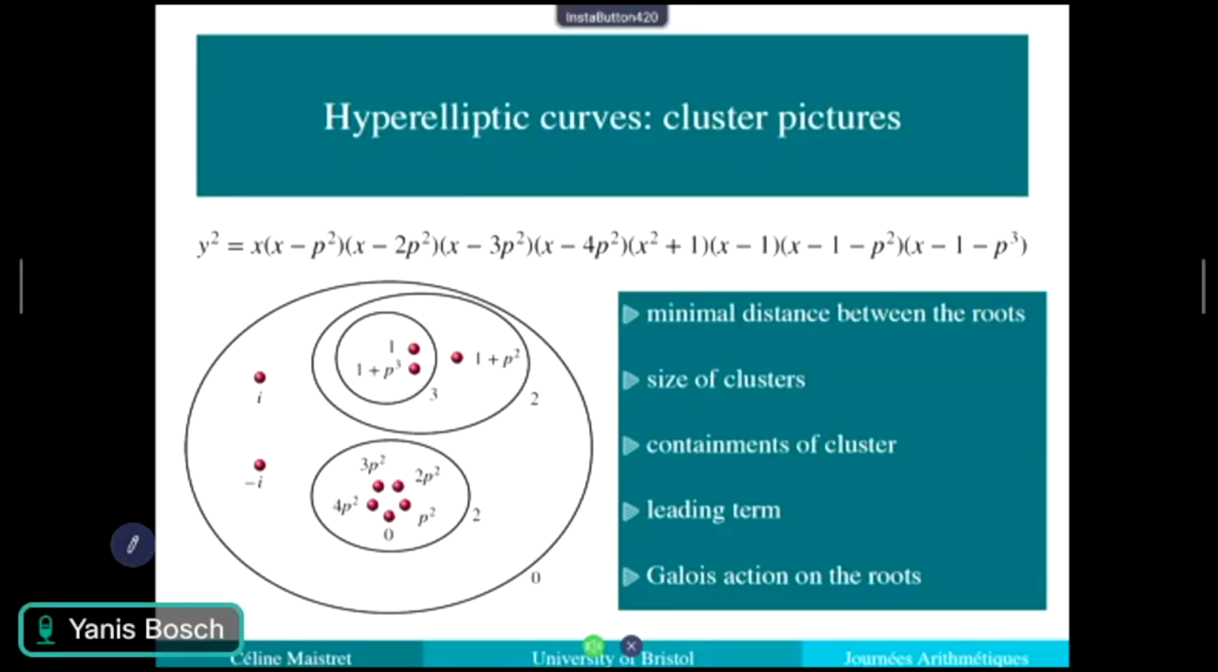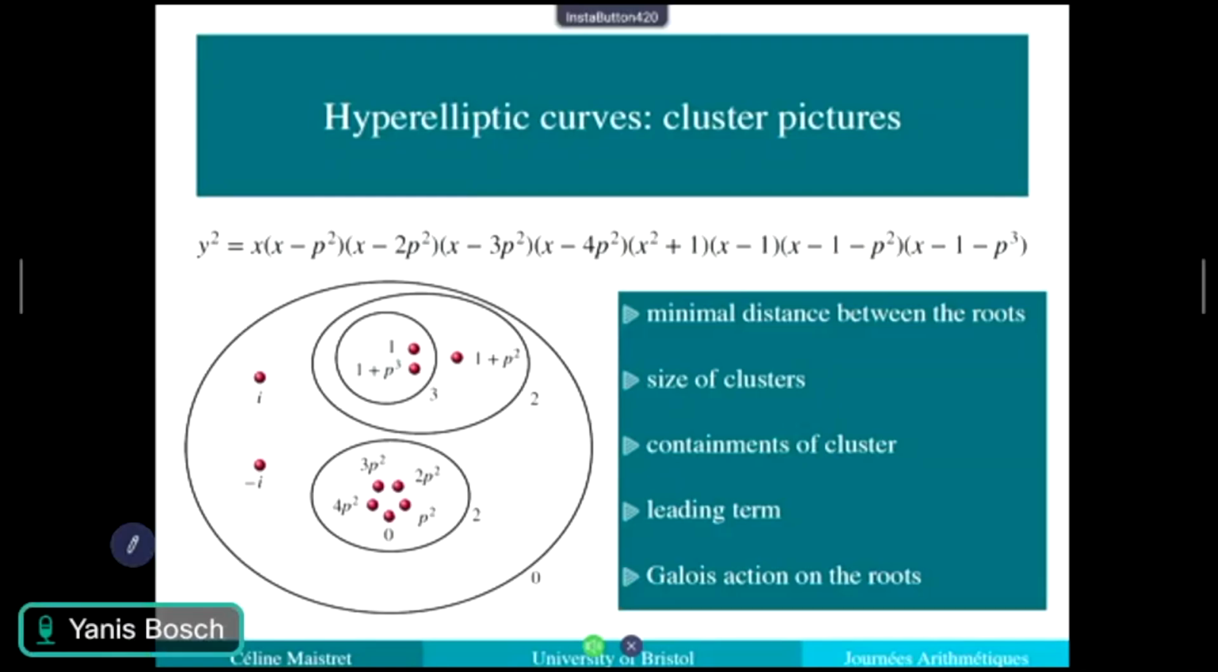If I had a leading term, which I don't, but if I had one, I would like to understand the valuation of the leading term. And I would need also, for some local arithmetic invariants, to understand how inertia acts on the roots when they're defined over Q_p bar. So this is the equivalent of the minimal data that I had for elliptic curves.